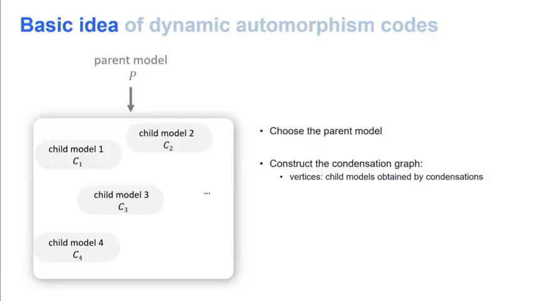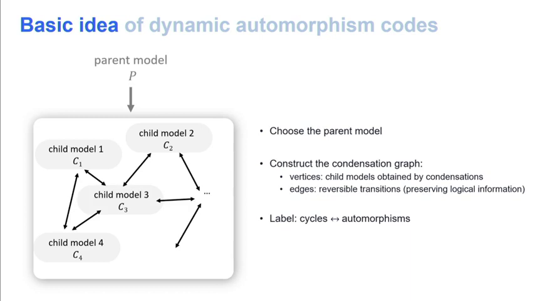The idea behind dynamic automorphism codes works as follows. We fix a parent model, and we fix a reference condensation that gives us a child model. Then we find all such condensations that give us isomorphic child models, and we arrange them as vertices of a graph. Whenever there exists a reversible transition between these two child models, we draw an edge of the graph. This way, along this edge, we can go between two different child models while preserving logical information.